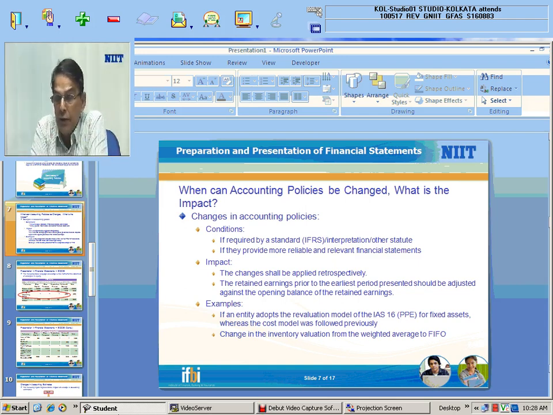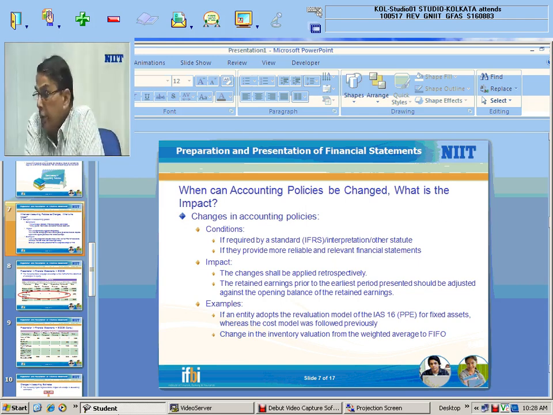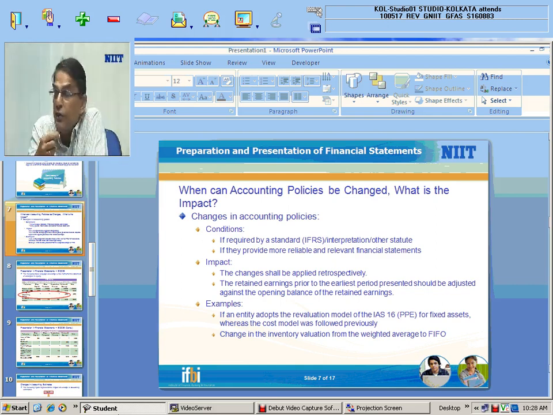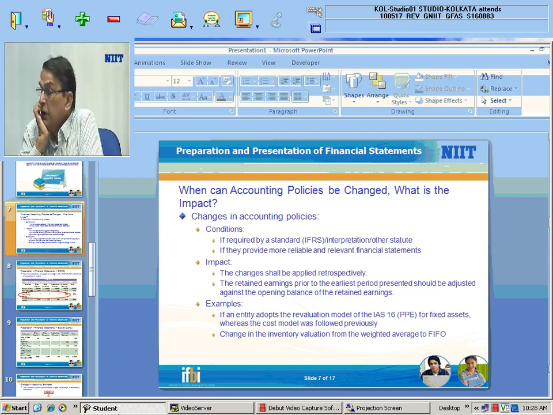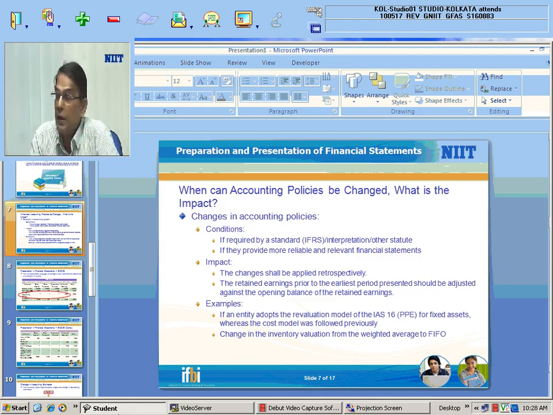Example: if an entity adopts the revaluation model of IAS 16. IAS 16 gives you two models for measurement of property, plant and equipment. One is the cost model, the other is the revaluation model. So the entity which has adopted the cost model first as a part of its accounting policy changes the accounting policy and then adopts the revaluation model. If the entity adopts the revaluation model of IAS 16 for fixed assets, where the cost model was followed previously, it's a change in the accounting policy. It should be applied retrospectively. Retained earnings figures should be accordingly adjusted.